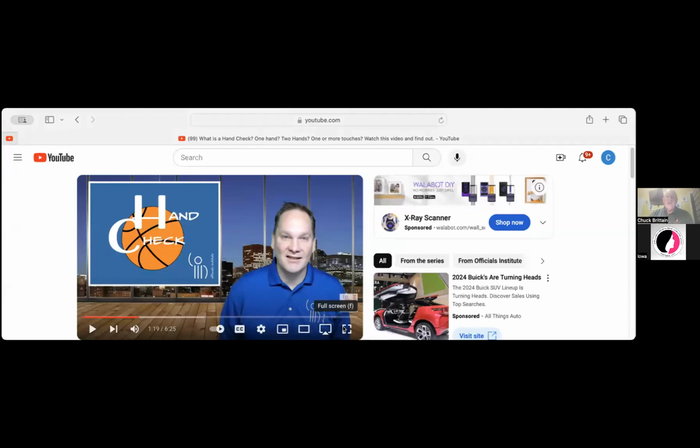All right, this one's on hand checking. The hand check foul in general tends not to be a very popular call to make. Maybe it's because many consider it a game interrupter, or maybe it's because of the words hand check.